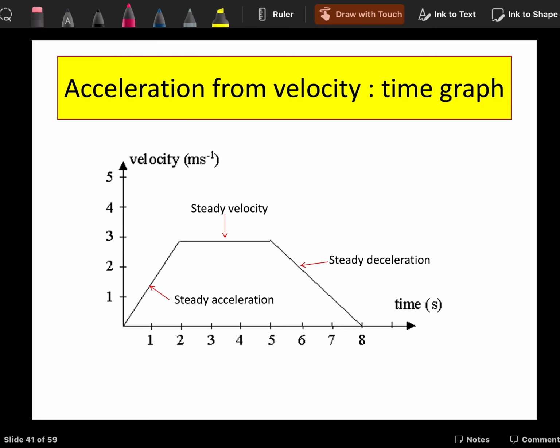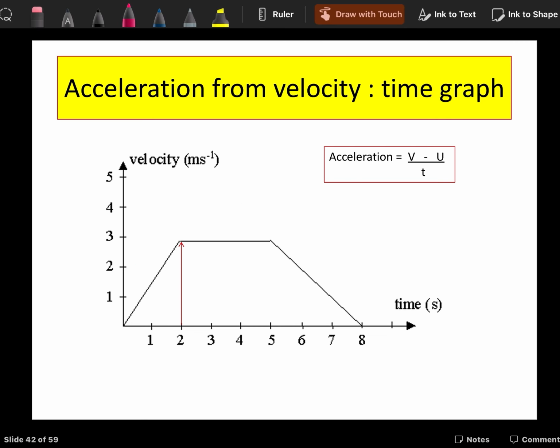Also here, if the line is going down like that, it means steady deceleration. It means the speed is slowing down with respect to time. For example, look here at this point, the speed is very near to 3, but with the passage of time it's going down, slowing down. Then its speed becomes 0 at 8 seconds. Suppose somebody asks you, at 5 seconds maybe we can say the speed is 3, but at 8 seconds the speed becomes 0. So from 3 to 0, slowing down, steady deceleration.